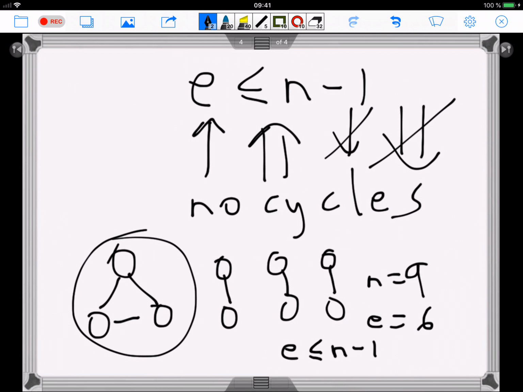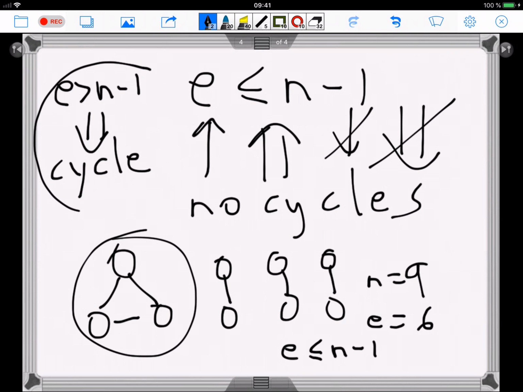What we can say is that if E is greater than n minus 1, then we have cycles, at least one cycle. But not that if E is less than n minus 1, then we do not have cycles. Because this is logically equivalent to saying that if we do not have cycles, then E is less than n minus 1. So be careful with this distinction.